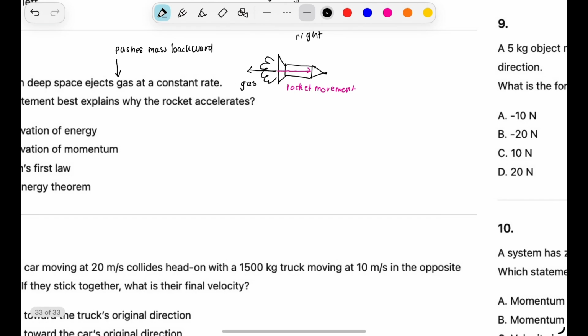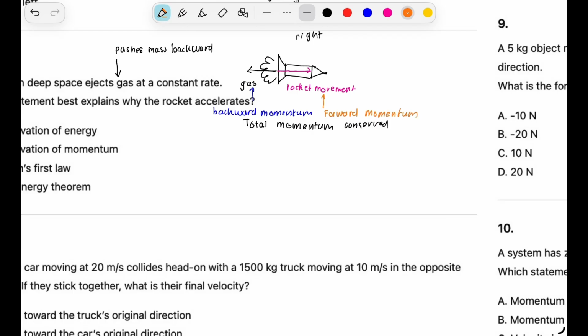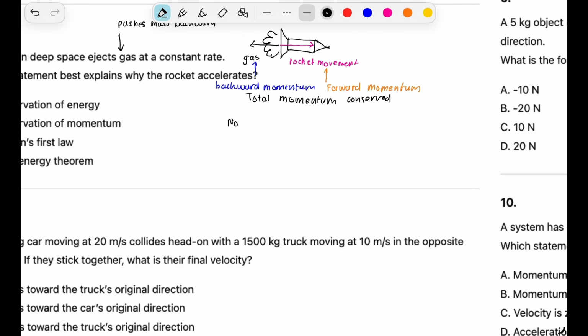So you need to know that your total momentum is going to be conserved. So the gas, it's gonna gain a backward momentum, and your rocket is going to gain a forward momentum. Momentum is when you have mass in motion, and this mass is in motion. So you have no external forces, which is why you have conservation of momentum. That means that the momentum of your system stays constant.